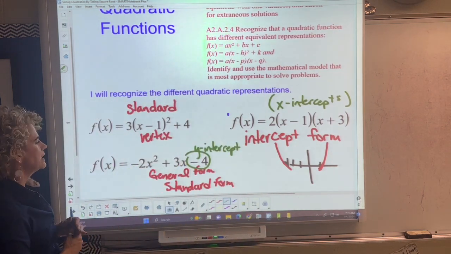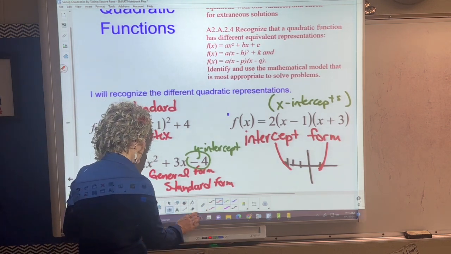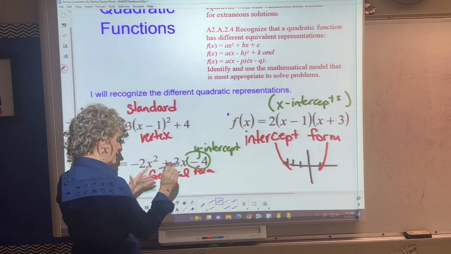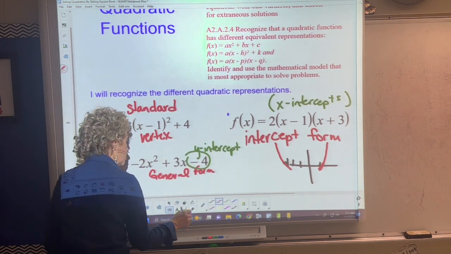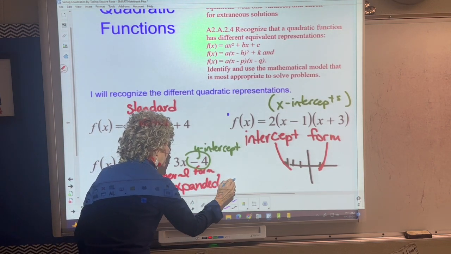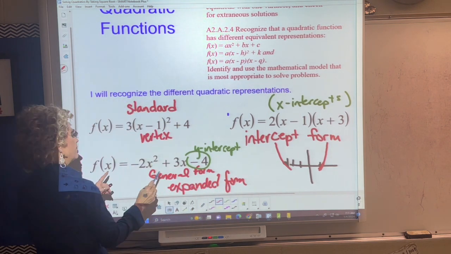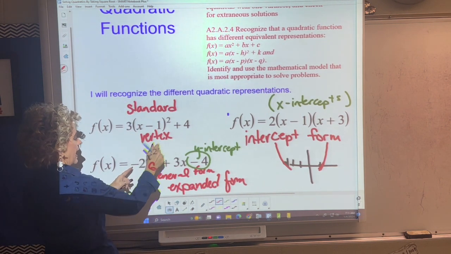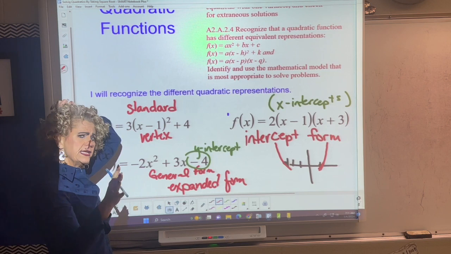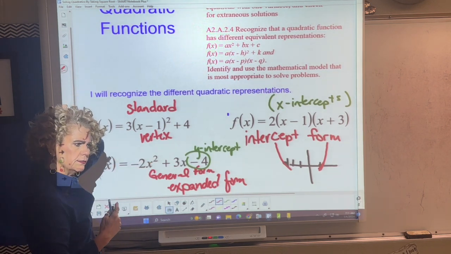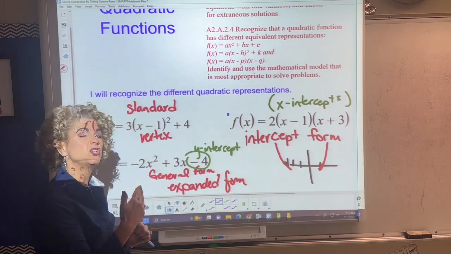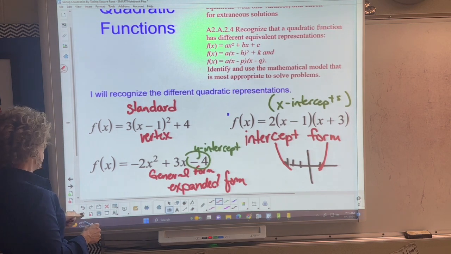Last but not least, we have our general form, not standard form, and I'm not even sure why I said standard form. Standard form is up here, so please understand, I didn't mean to write standard form. I meant to write expanded form. Expanded form means that I actually multiplied that out and distributed it and combined like terms. So general form is expanded form. So please forgive me for misspeaking earlier. So recognizing the different quadratic representations gives us a lot of information about what the graph would look like.